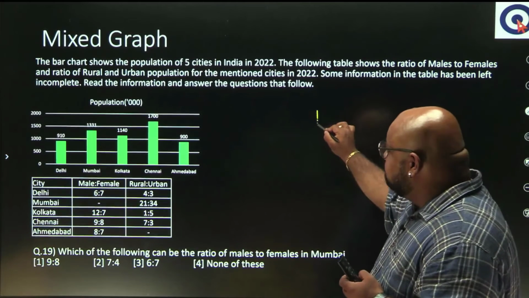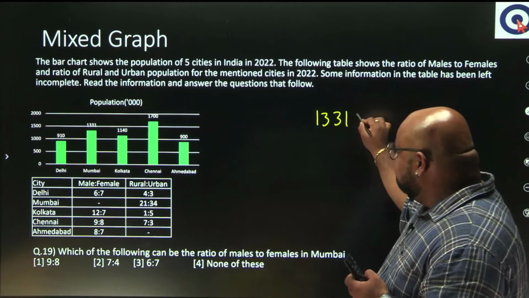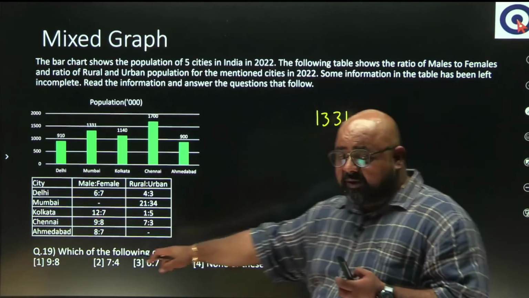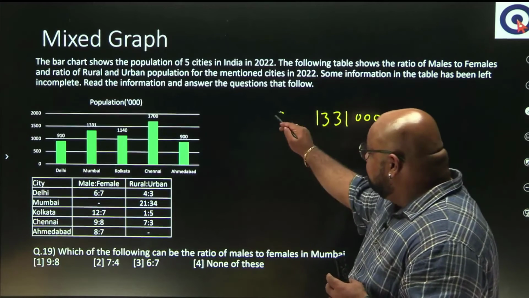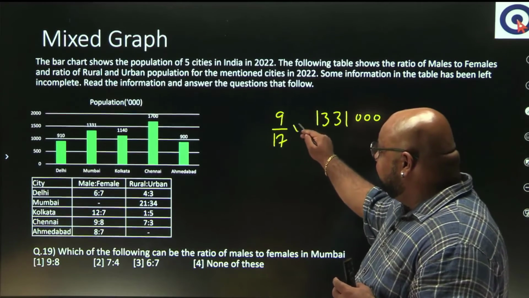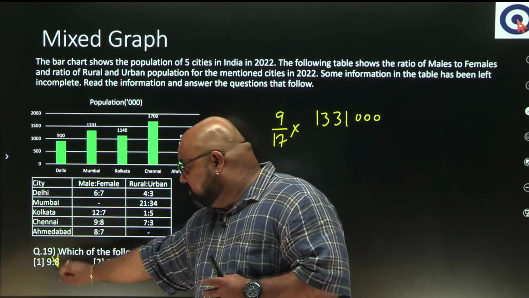The total population of Mumbai is 1331 and then a 000. Now if I look at the first option, 9:8, males to females, the number of males will be 9 upon 17. 17 does not divide 1331. So this is not possible.